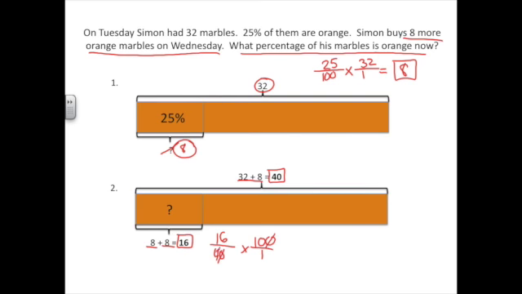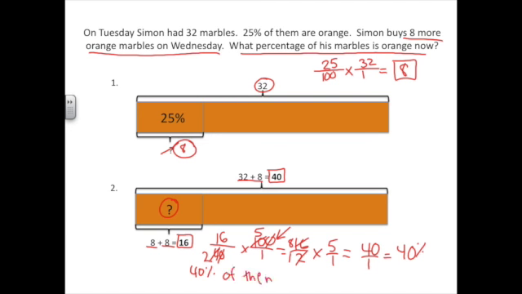I can cross cancel. I can then cross cancel again. If I were to rewrite this just so that you can see my steps and my thinking, I can simplify my fraction here by dividing 16 and 2 by 2. So I have 8 over 1 times 5 over 1, which equals 40 over 1, which is the same as 40. And don't forget, I'm looking for a percentage. I just multiplied times 100 to get a percentage. So this is 40%. So 40% of the marbles are orange now.